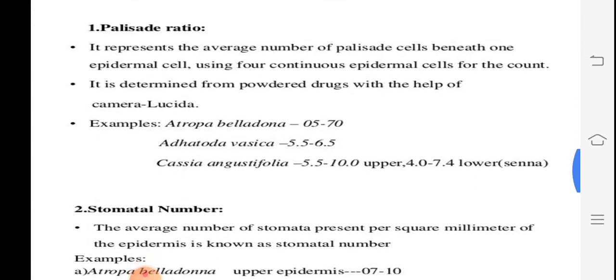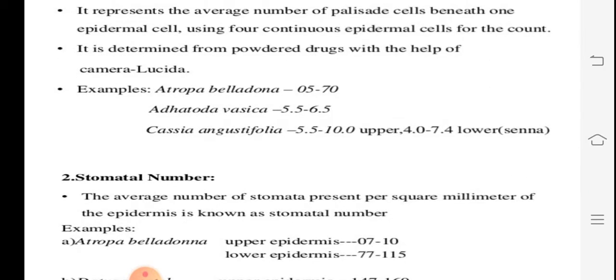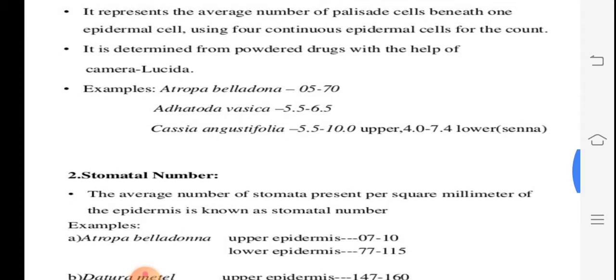One by one we will see the palisade ratio. What is palisade? How many palisade cells are present in each leaf. These are present below the epidermis in the upper layer of the mesophyll, and therefore any powdered drug is studied under the microscope. Some examples: Atropa belladonna shows 5 to 7.0 palisade cells per field of vision. Field of vision means the circle we observe in the microscope. Same for Adhatoda vasica, 5.5 to 6.5 palisade cells. Cassia angustifolia 5.5 to 10.